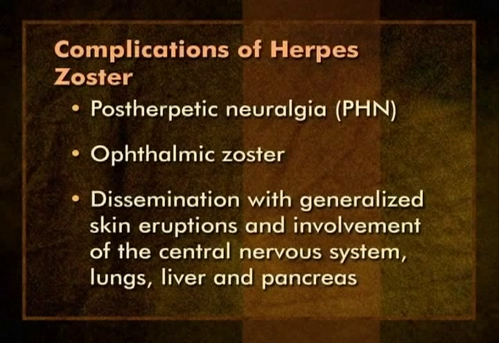Life-threatening complications of zoster can occur. These include dissemination with generalized skin eruptions and involvement of the central nervous system, lungs, liver, and pancreas. Dissemination, pneumonia, and visceral involvement are, however, usually restricted to immunocompromised persons. Complications of herpes zoster, particularly postherpetic neuralgia, can have a major impact on the quality of life of older adults. Chronic pain from zoster can lead to insomnia, depression, and poor physical and social functioning. There is no consistently effective treatment for PHN.